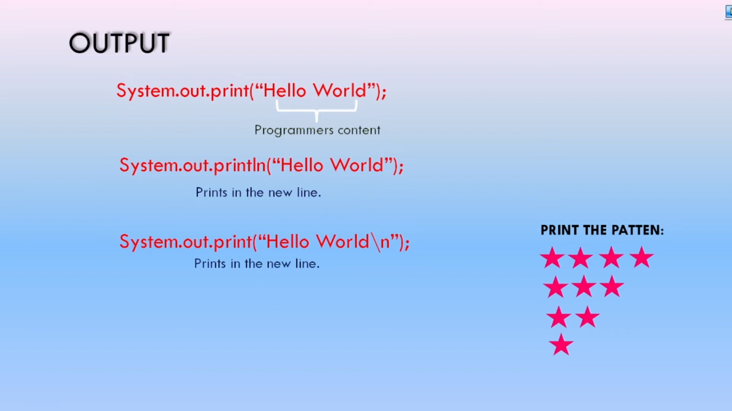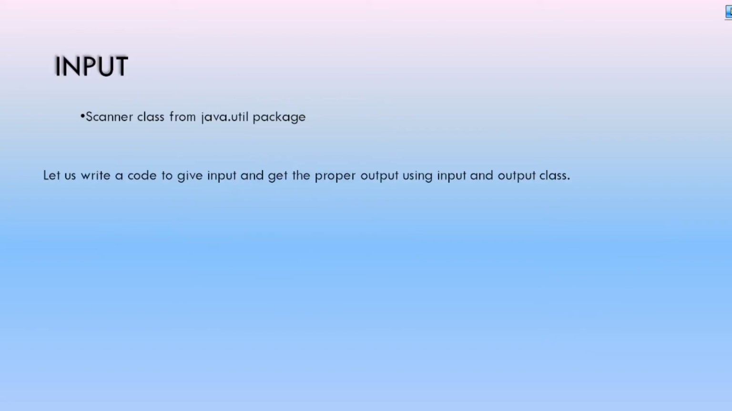Now we have seen how to get the output. Now let us see how to give the input. To give the input, we always use the Scanner class. And this Scanner class is already present for us in the java.util package. Now what is this package? A package contains programs which are already written for us, which you can add to your program and use. Those things are called packages in Java.